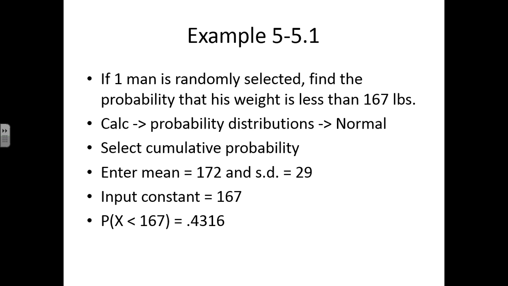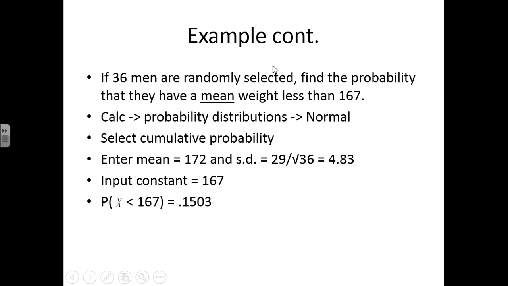We go to Calc, Probability Distributions, Normal. We select cumulative probability. We enter the mean, which was given in the problem as 172, and the standard deviation of 29. Input constant is 167, and we find that a little over 43% of all men have a weight less than 167 pounds. Now let's apply the central limit theorem to part B.